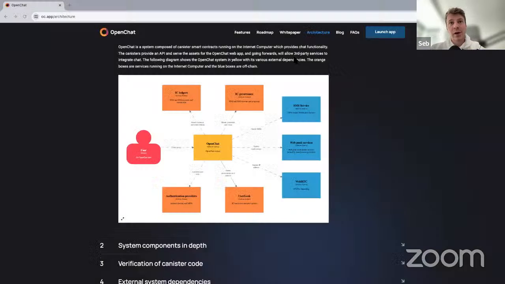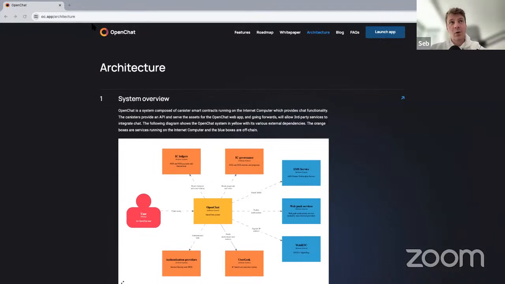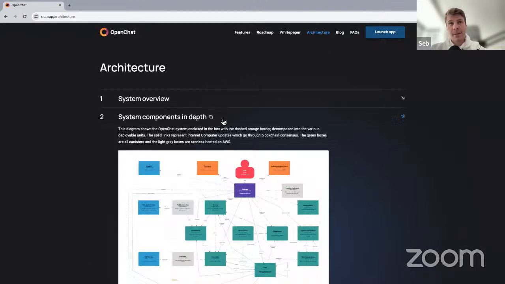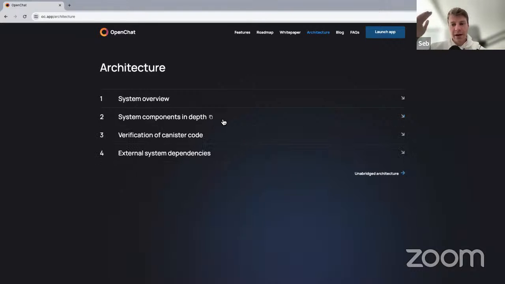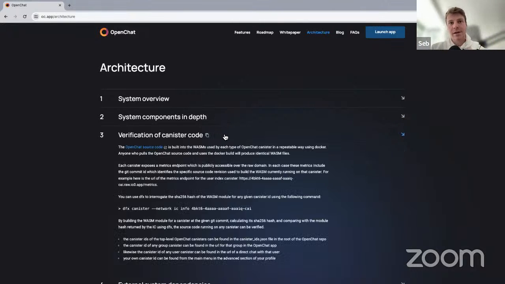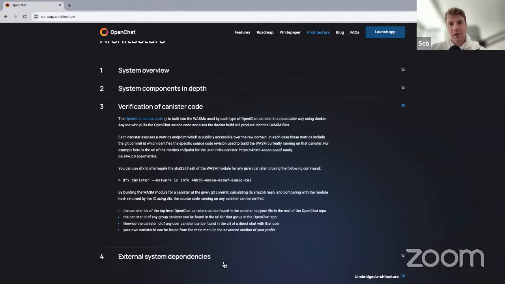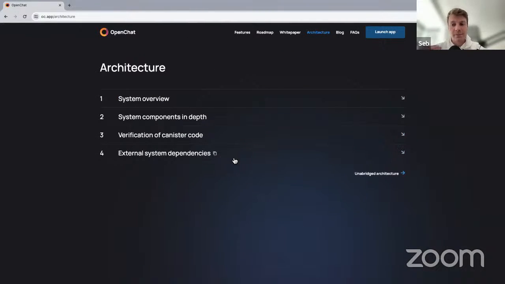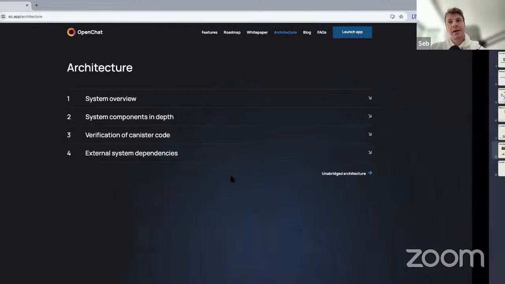But if you want to take a look at their architecture, you can read this part of their white paper. And it's more high level, so it doesn't go into the code, but it goes into the architecture. And I think that's essentially what is interesting about OpenChat: the architecture they've put in place and how far they've come at reaching the limits of what's possible on ICP, at least right now.